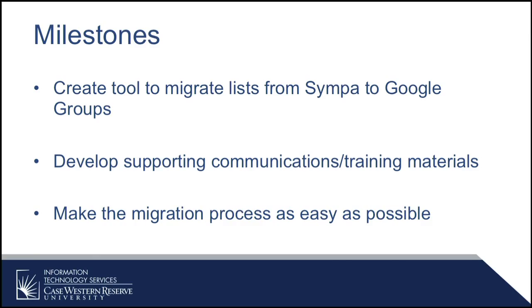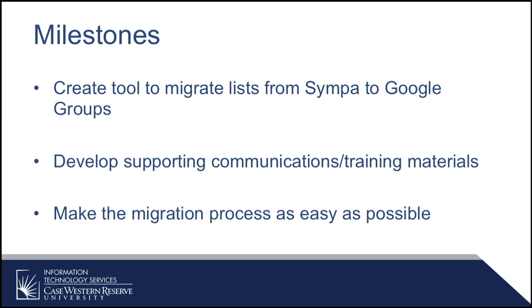We're going to talk a little bit about the milestones of the project. So first and foremost, we want to create a tool to migrate the lists from SIMPA to Google Groups. The key point that I want to highlight here is that list owners in SIMPA will need to migrate their lists. While the tool does a great job of covering about 90 to 95% of the lists out there, the list owners will be the ones responsible for migrating their list.